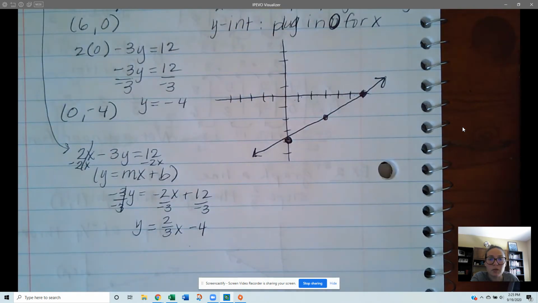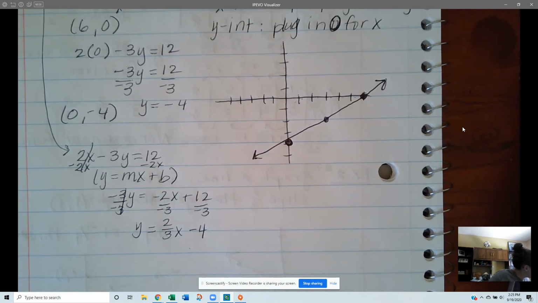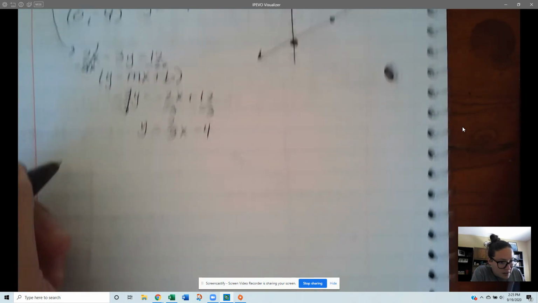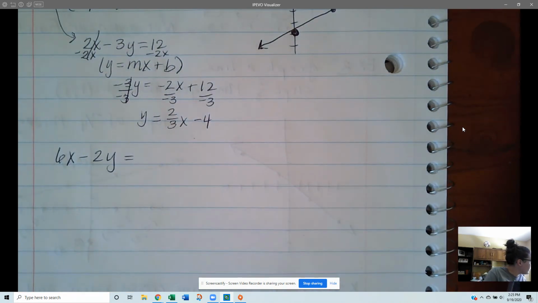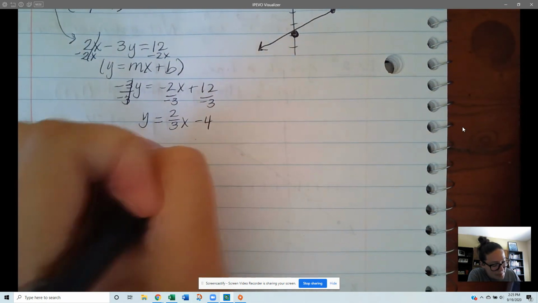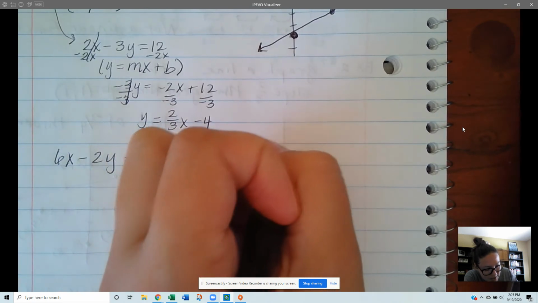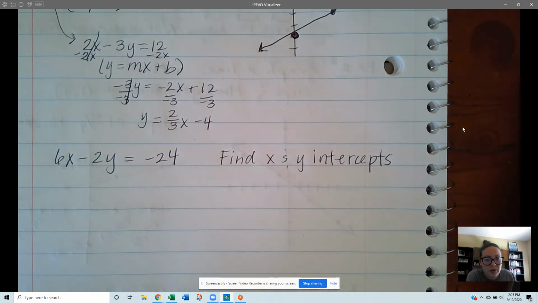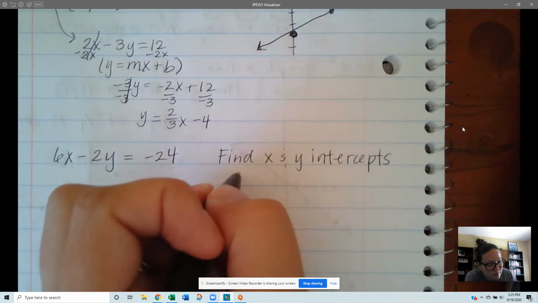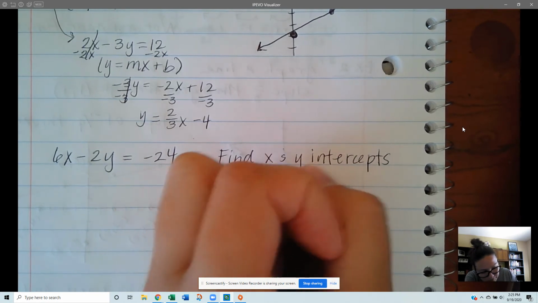Here's another one. Let's say I have 6x minus 2y equals negative 24. We're going to find the x and y intercepts, just like we did with the first example, and then use those 2 points to graph the line. Okay, so I want you to pause the video and try this one on your own. Find the x and y intercepts.